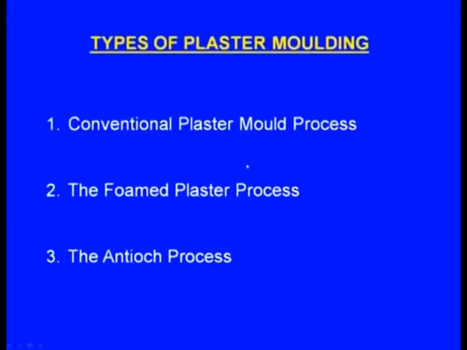In the case of the foamed plaster process, the plaster is made similar to the first one, but here air bubbles are blown into the slurry, 50% is filled with the slurry. Then this slurry along with the air bubbles is poured over the pattern. So, permeability is enhanced, but strength will be reduced in this case.